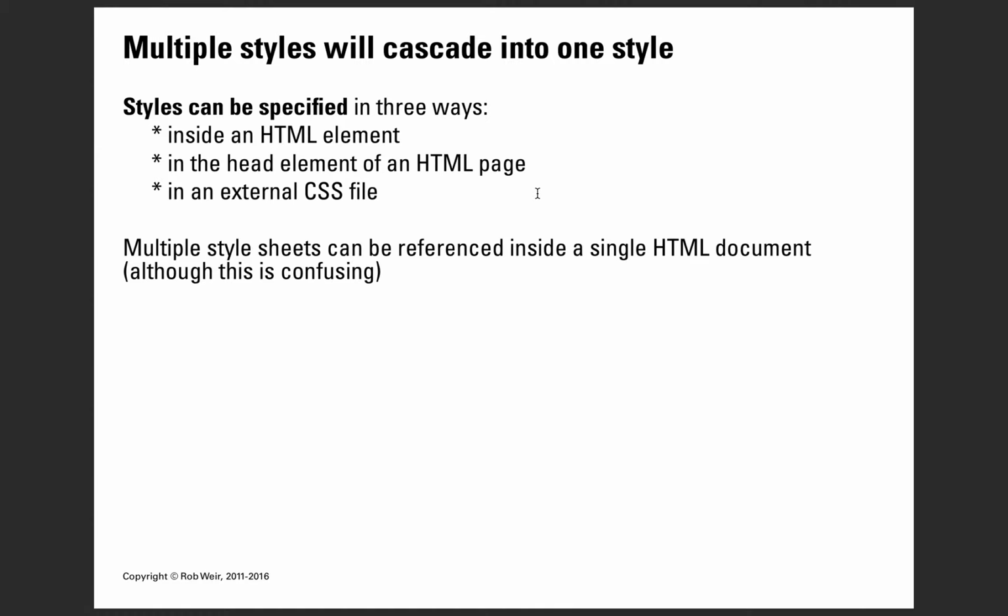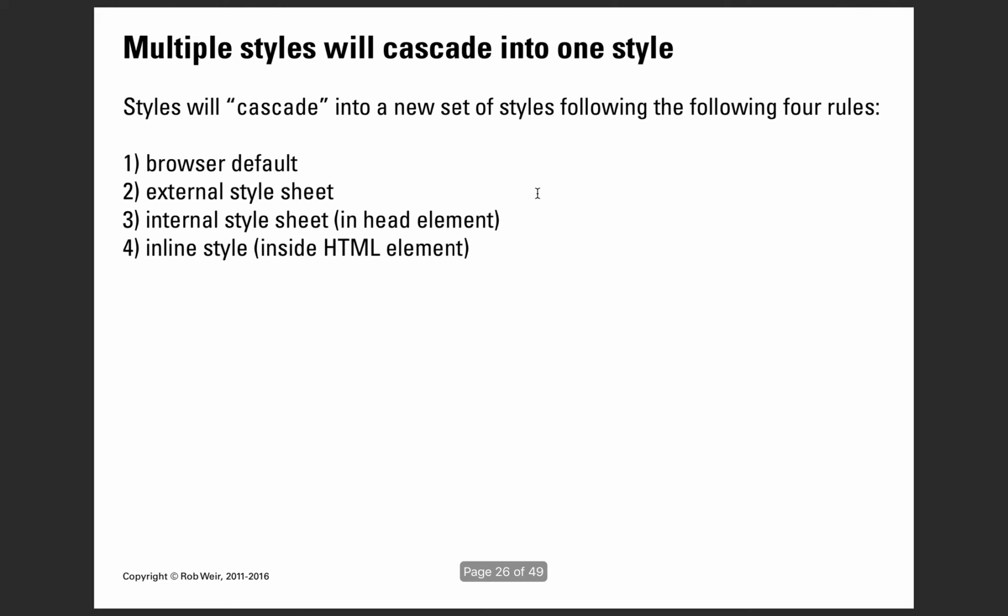So here's how these styles cascade into a new set of styles. The first rule is that styles apply by whatever the browser default is. So as we saw when we were doing HTML, if we have an HTML page where we have, say, an H1 on it, that H1 is going to be larger than the other type that's on the page. If we have a link element inside of a page and it hasn't been followed, it will have a blue underline. If it's been followed, it'll have a purple underline. Those are the browser default styles.